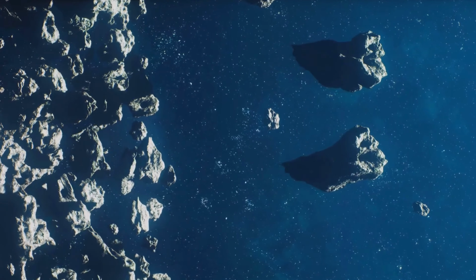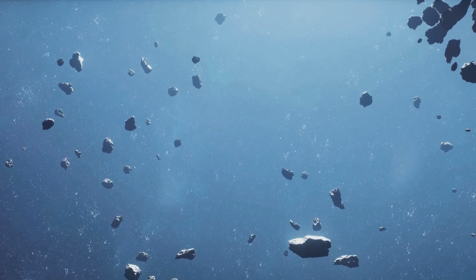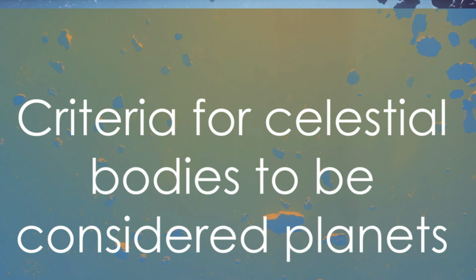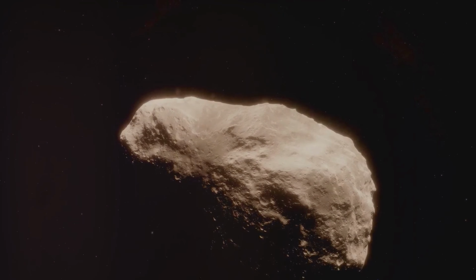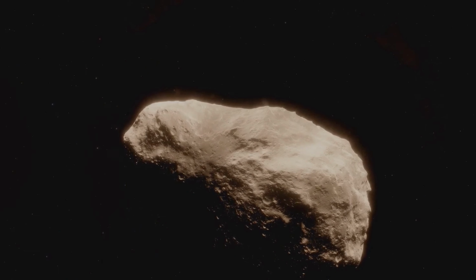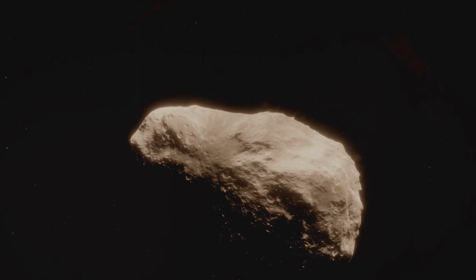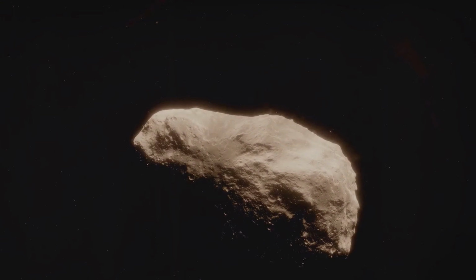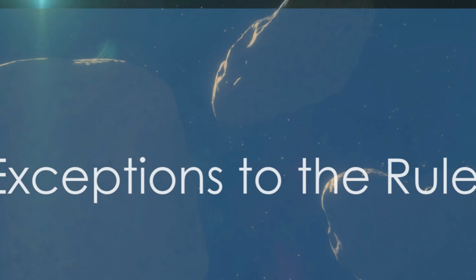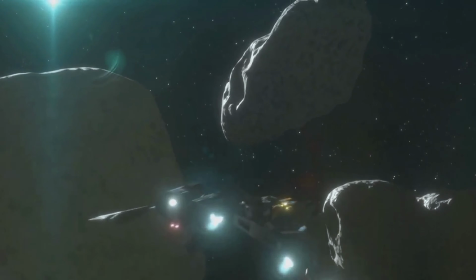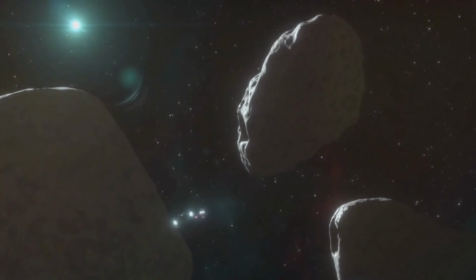However, despite these exceptions, the rule of spheres in space is generally true. For a celestial body to be considered a planet, one of the criteria it must meet is that it has cleared its orbit and has enough gravity to pull itself into a spherical shape. So even though there are celestial bodies that break the mold, the majority of planets in our universe are spherical, or at least very close to it. The exceptions to the rule merely serve to prove it. Even with these exceptions, the rule of spheres in space holds true for most celestial bodies.